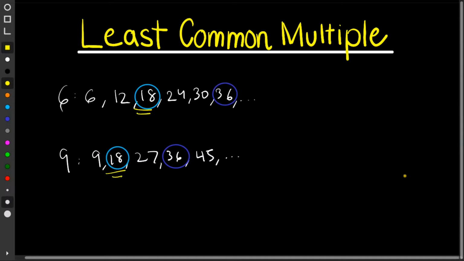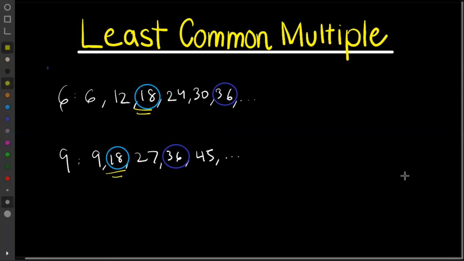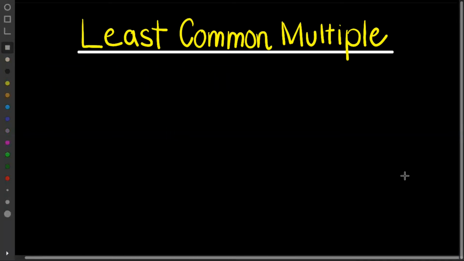Now what if the given numbers are larger and it's harder to list them all? We will present two methods in answering least common multiple questions that are probably harder to list down. We start with the prime factorization method.